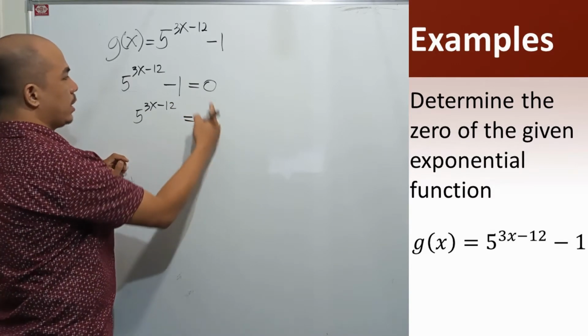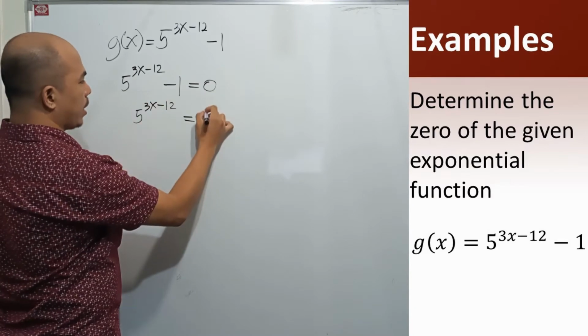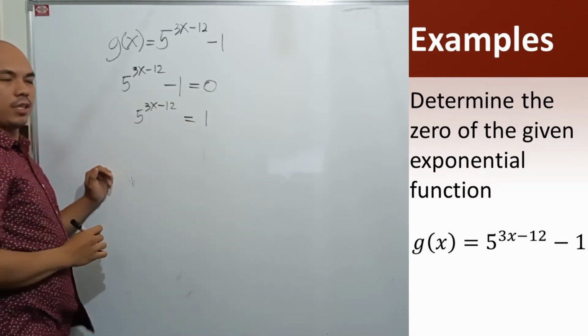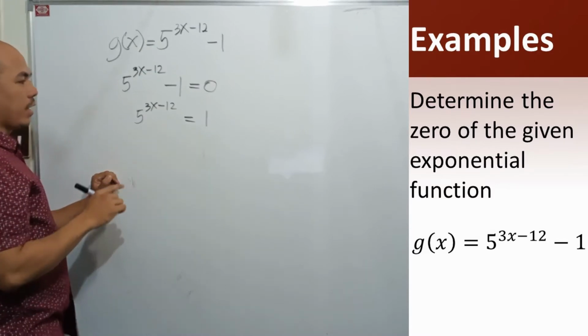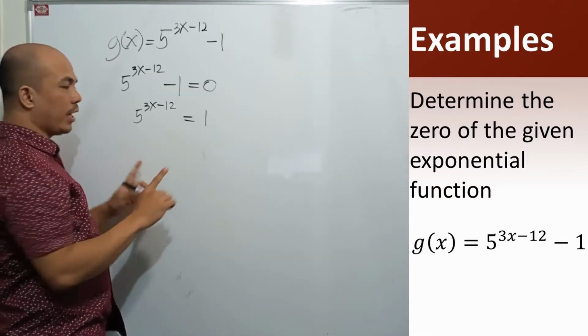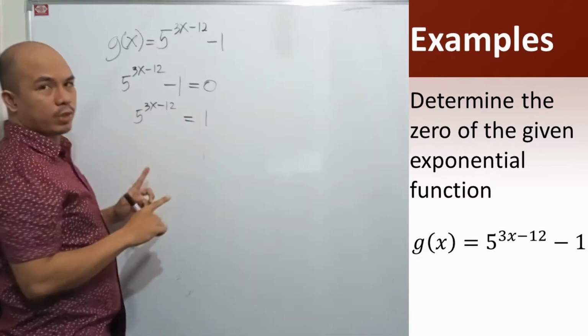So, wala na siya. And then dito, may plus 1 tayo, di ba? Plus 1 tayo dito, plus 1 din tayo sa kabila. Kaya magkakaroon tayo dito ng positive 1, kasi 0 plus 1, that is 1. Okay? Ngayon, next natin na gagawin, kailangan pareho yung ating base para ma-equate natin yung exponent nila.